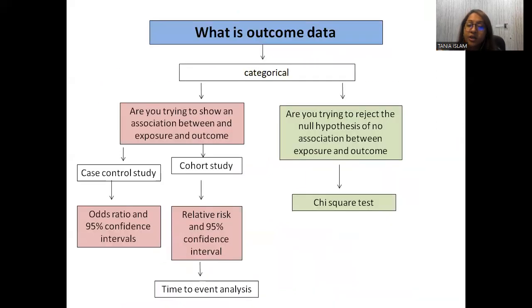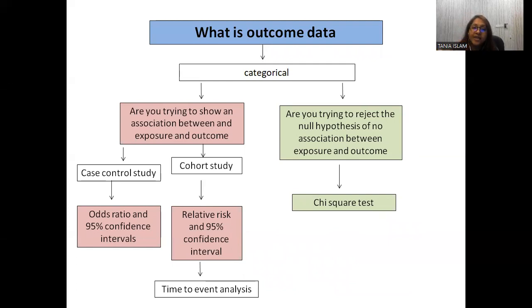For categorical data, we use a different way. Normally ordinal and nominal data are categorical data, but sometimes a scale variable, like numerical data, we also make categorical. Yes, no, or we divide into 2 different groups, we categorize it.